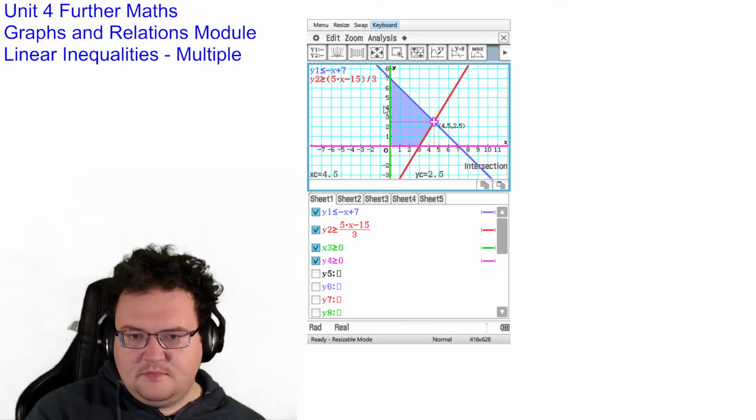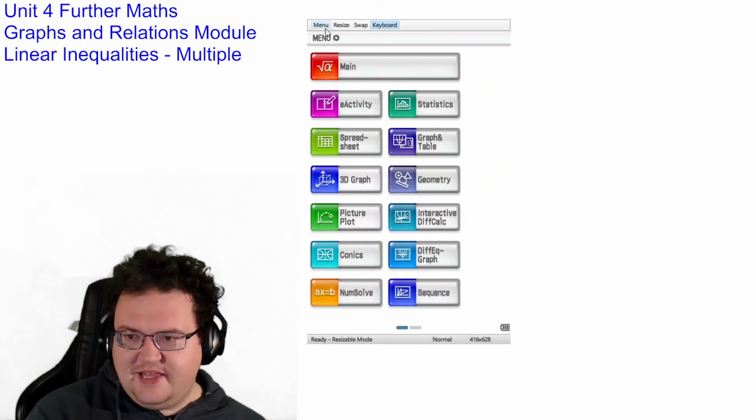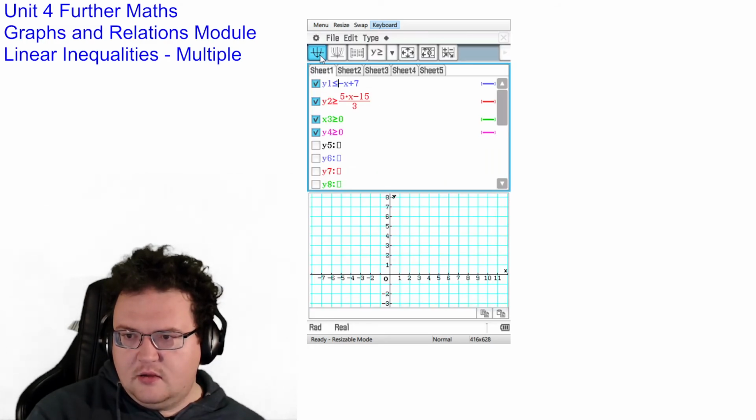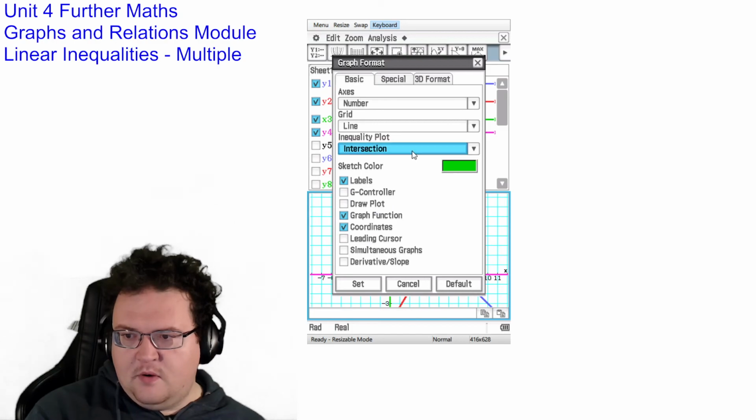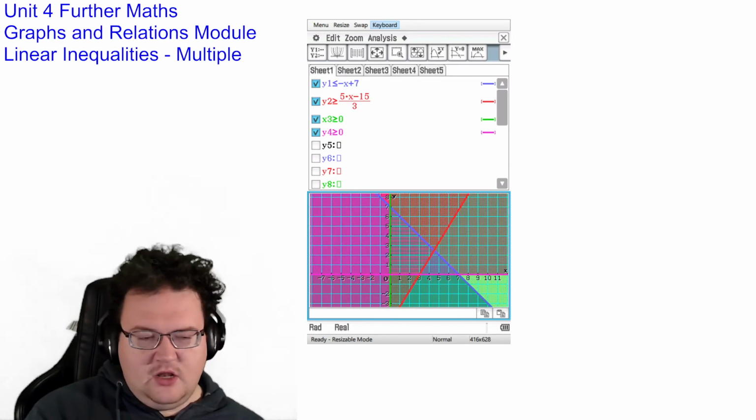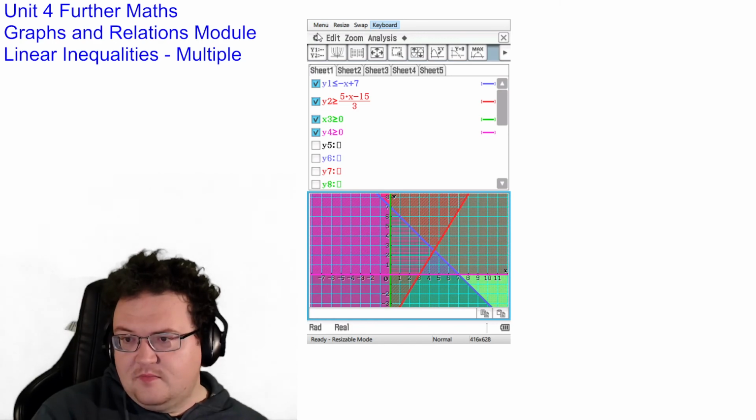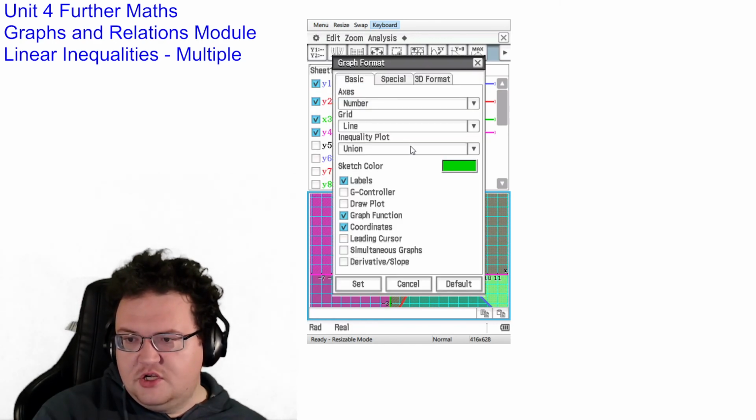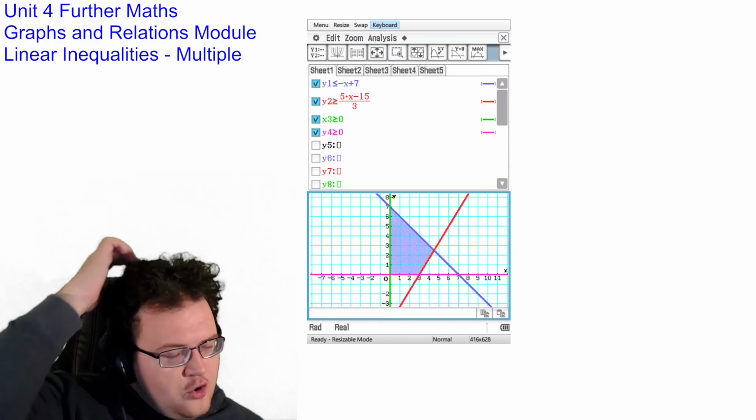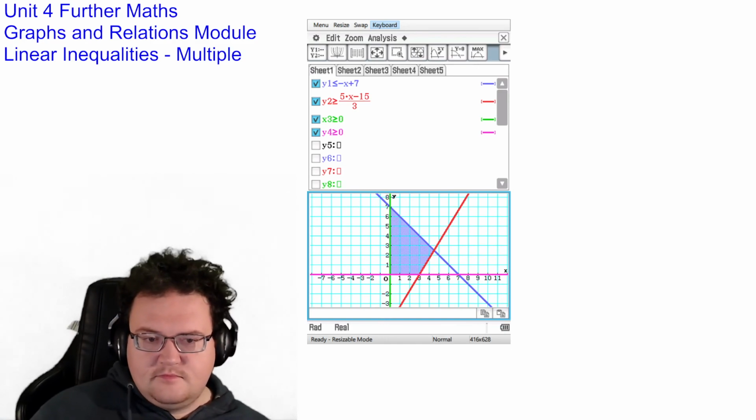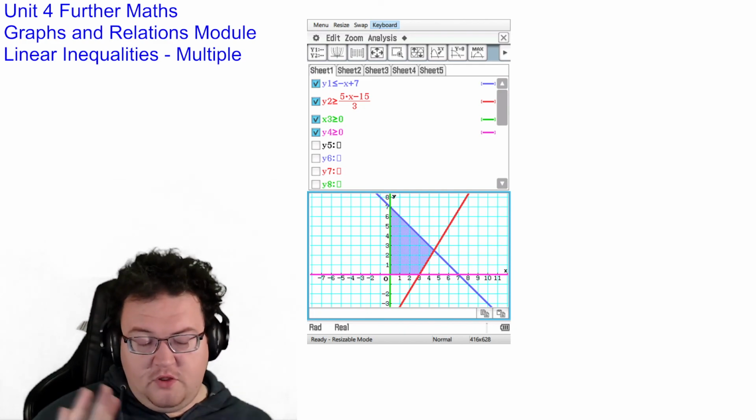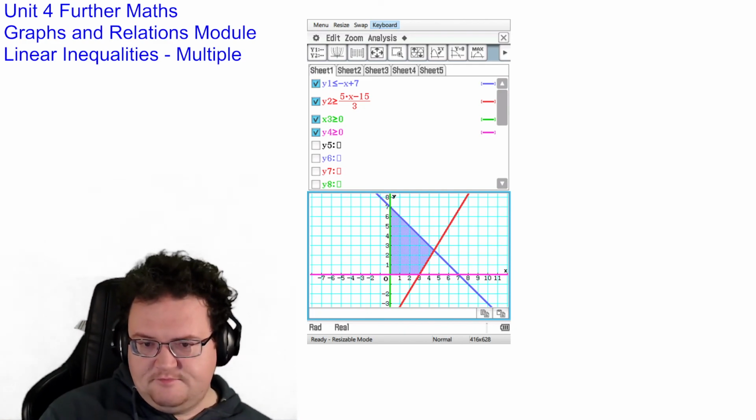So I've got a shaded region. Remember, if yours doesn't look like this, your CAS may be set to union still. And if that's the case, it might look like that. And if it looks like that, I don't know about you, but where's the feasible region? I can't tell. Hit the cog, graph, change inequality plot to intersection instead, and it only graphs the important bit. With the important bit only visible, it's much easier to draw your graph.